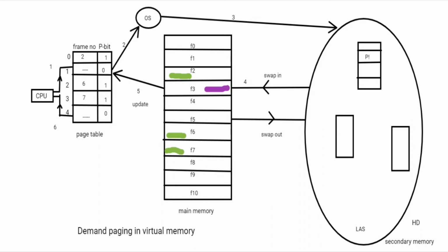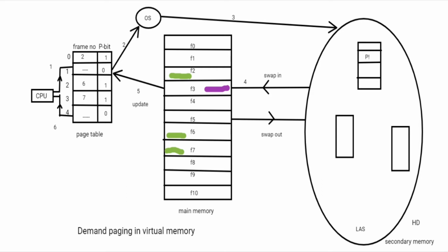This is generally the present or absent bit. If the page is present inside the main memory, the p bit is 1. If a page is not present, the p bit is 0. Now for example, page 0 is present in frame 2, so the p bit is 1. You can see frame 2 is green in color, and page 1 is absent in the main memory, so the p bit is 0. When the p bit is 0, a trap or an interrupt is generated.